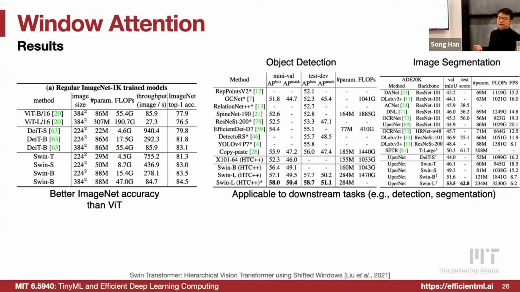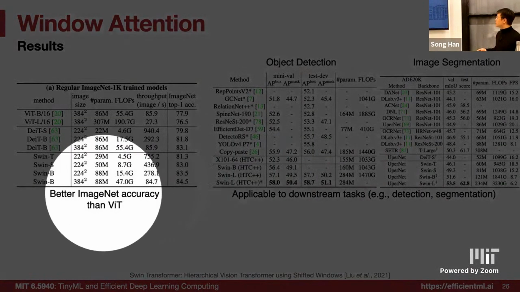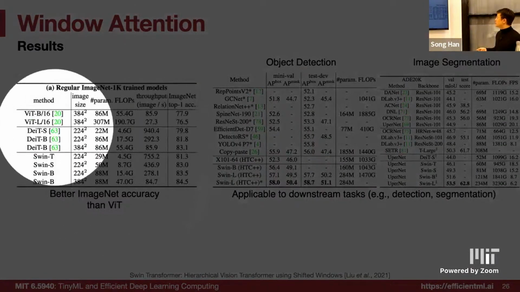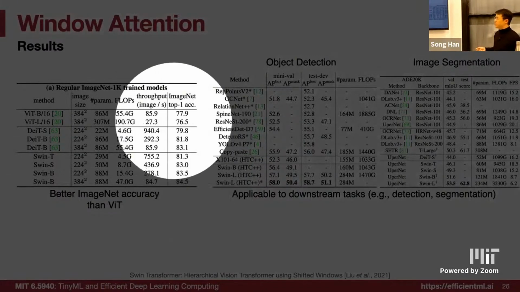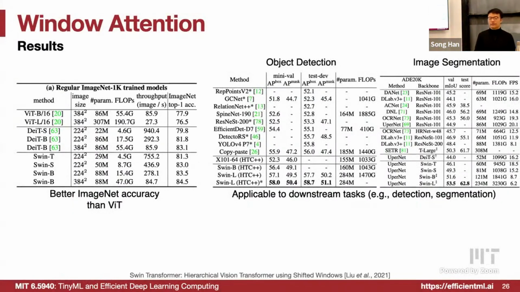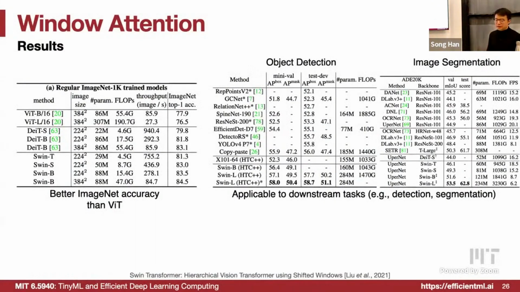As a result, this method actually achieves better ImageNet accuracy than the ViT. So these are the ViT top-line accuracies. This is the Swin Transformer, shifted window attention, with accuracy better than the original ViT, not only on ImageNet, but also on other tasks like object detection and image segmentation.